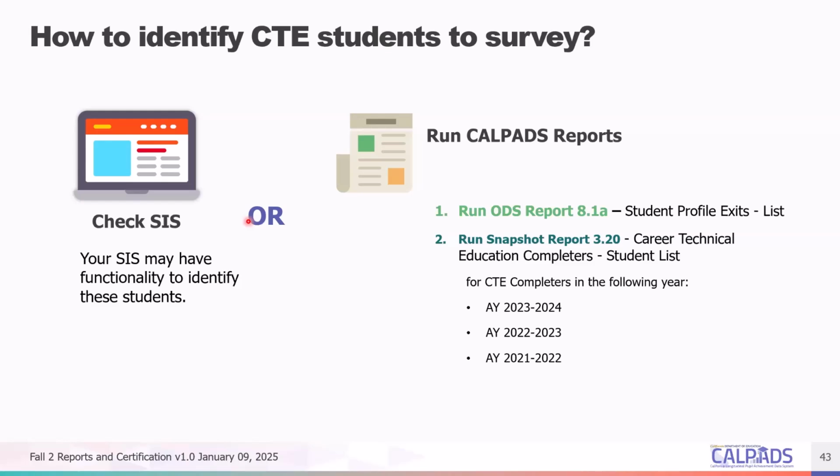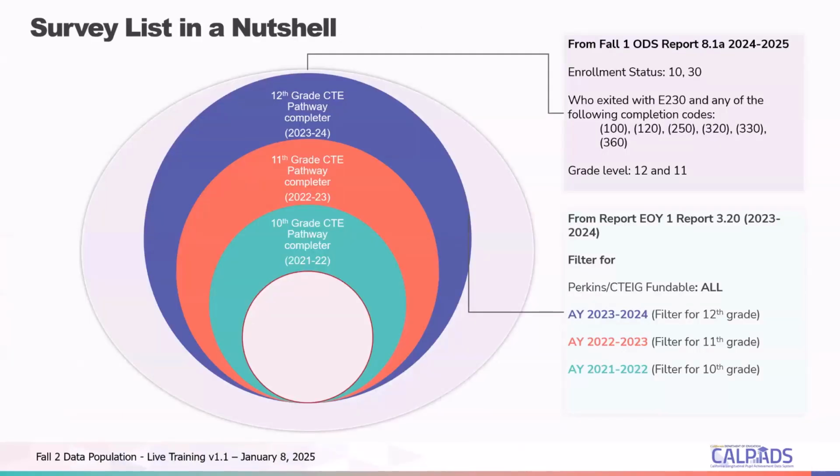Now, if you don't have that capability, CalPADS has some reports to generate that information. Number one is to run ODS report 8.1a, which is the student profile exits list. You have to run that to determine first who are your completers last year. Once you've determined those completers, you have to run snapshot report 3.20. You have to run it 3 times based on the year, just to cover if any of those students completed a CTE pathway in the past 3 years.